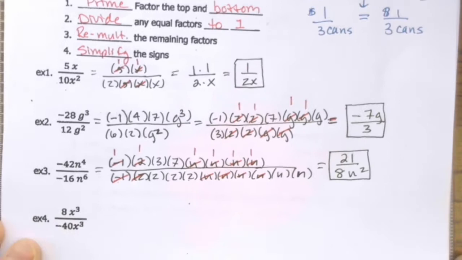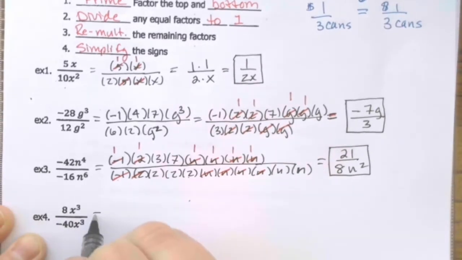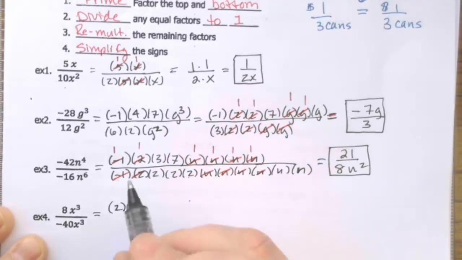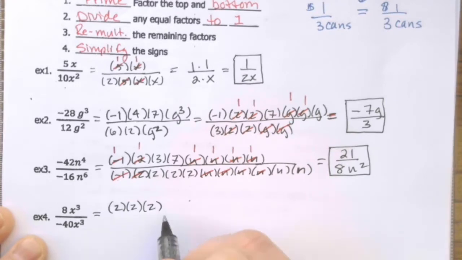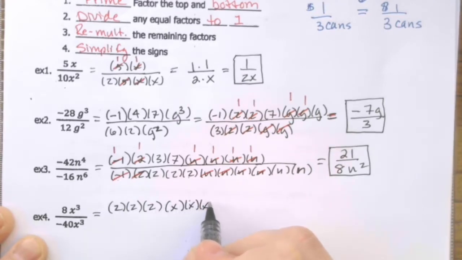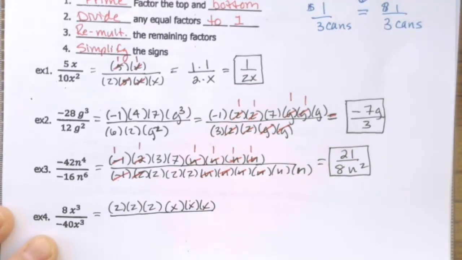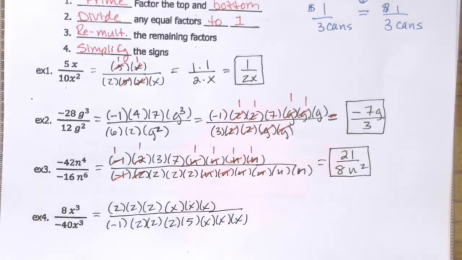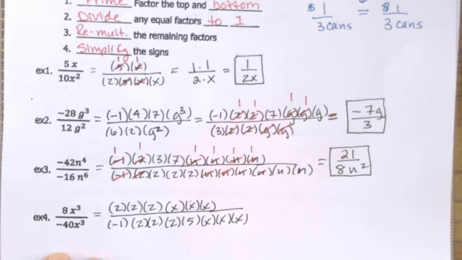All right, last one we're going to do. 8x cubed over -40x cubed. 8 is 4 times 2, so 2, 2 for the 4, times 2, and then we have x, x, x. On the bottom, I have a -1, and 40 is 4 times 10, so 2, 2 for the 4, 2 times 5 for the 10, and then x, x, x. That is now prime factored.